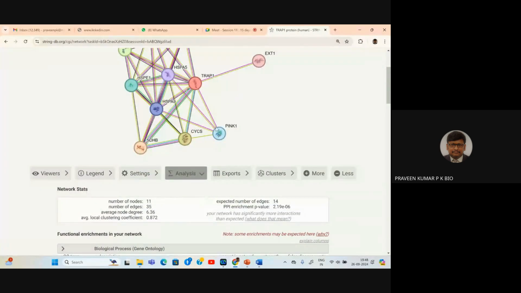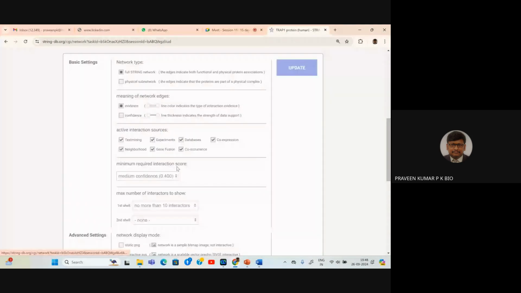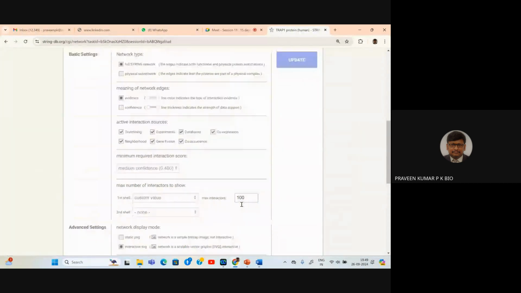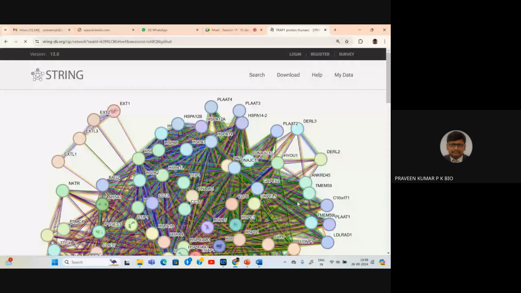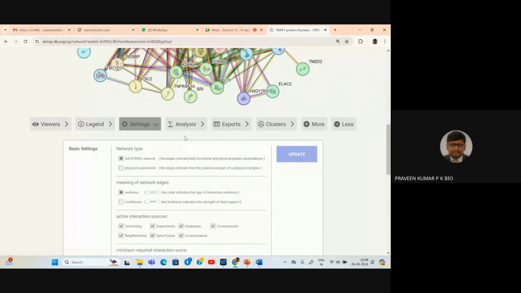So instead of getting these 10 proteins, if you want to get the top 100 proteins, you can increase to a custom value, you can increase to 100. And if you want to go for more than that, you can also give that value. So now you can see some 100 important proteins. You can find all the colors, so some proteins are upregulated, some proteins are downregulated. So you can also find that information.